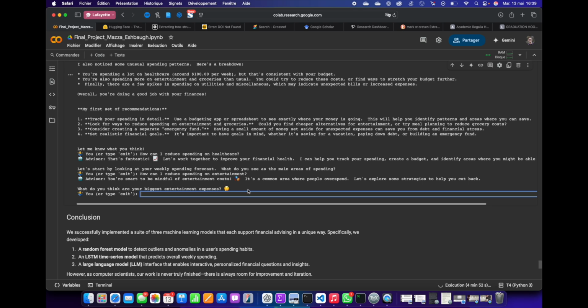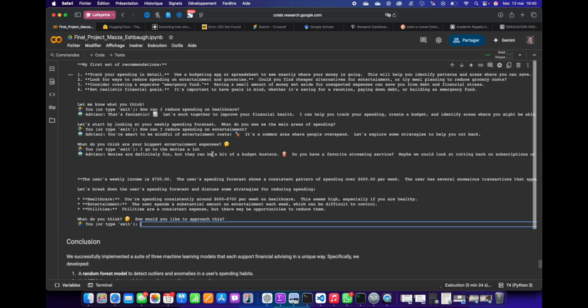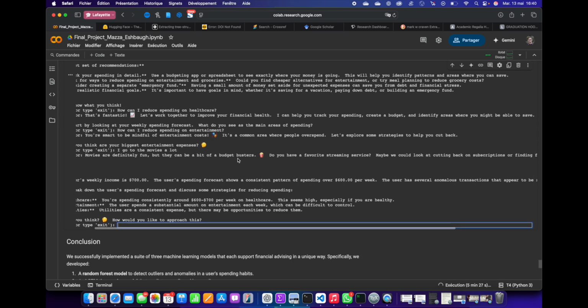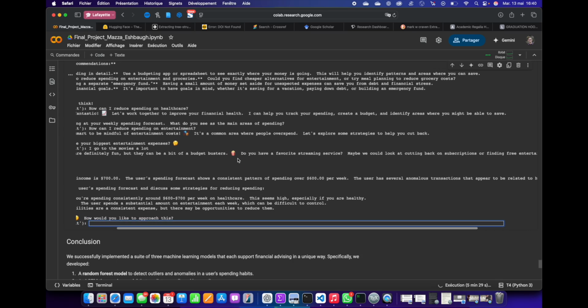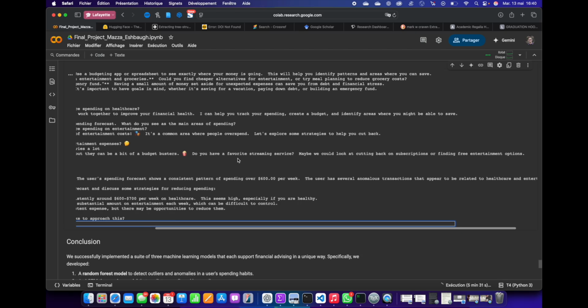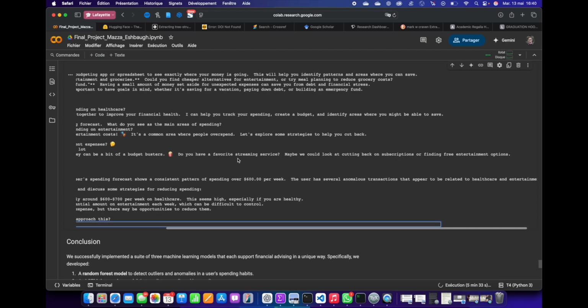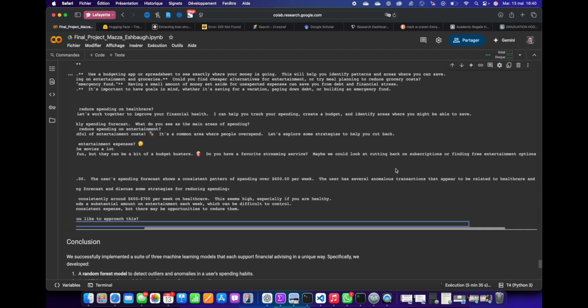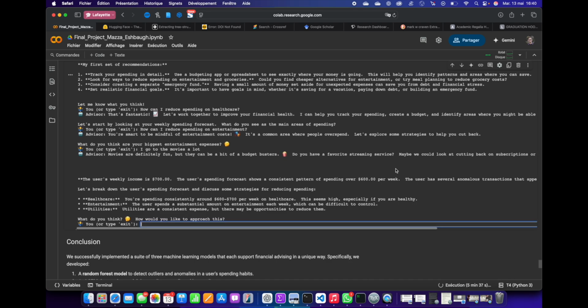So here it's asking me, what do I spend the most on when doing entertainment? So I'll say that I go to the movies a lot. Movies are definitely fun, but they can be a bit of a budget buster. It's recommending to use a streaming service or finding another free entertainment option, which could save money down the road.